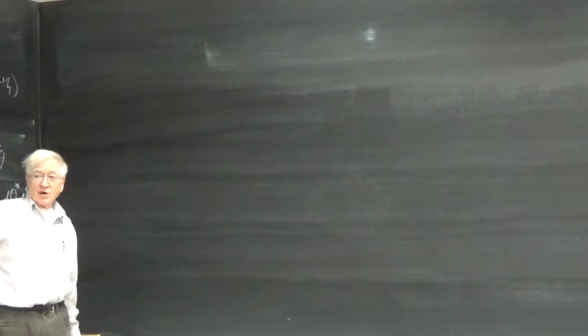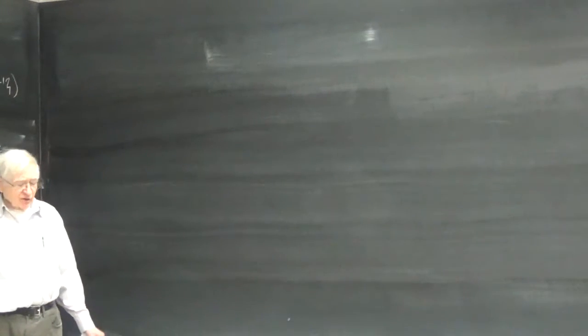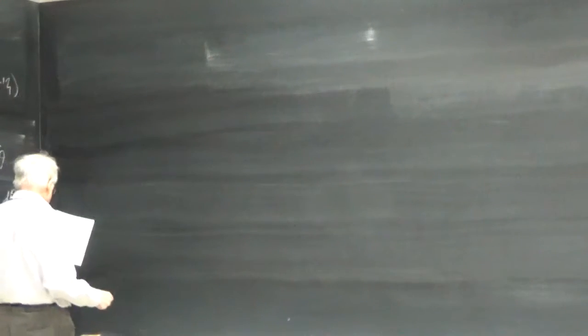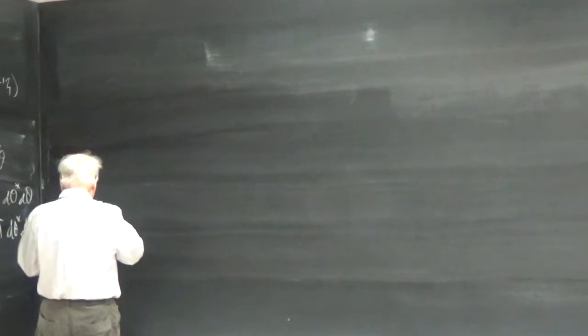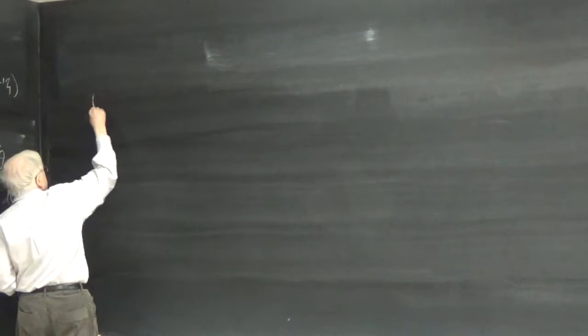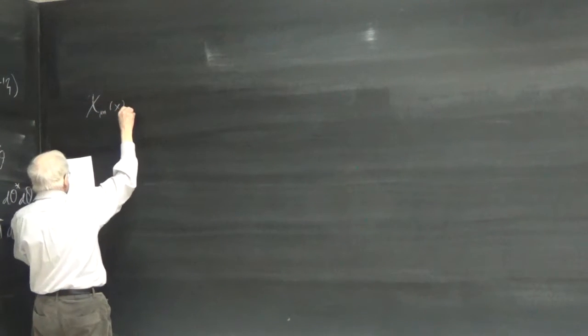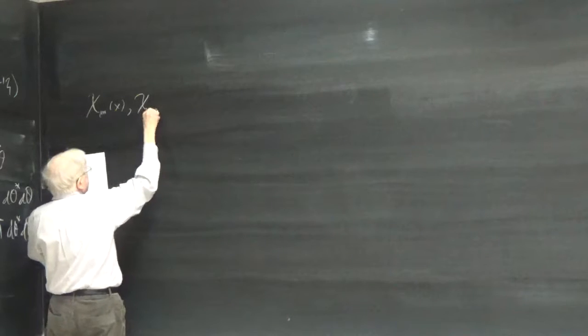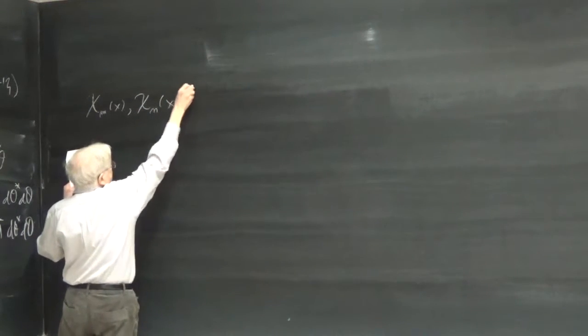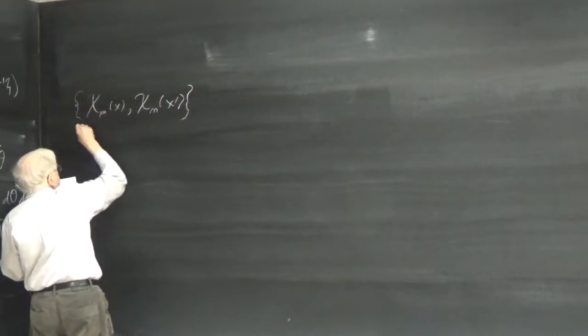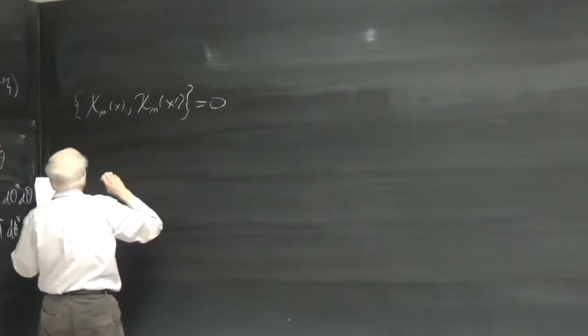Okay, so now I want to go to the continuum case. So we started out with 1 or 2 Grassmann variables, went to n Grassmann variables. Now we're going to go to infinitely many Grassmann variables. And so we're going to have a Grassmann field, chi m of x, chi n of x prime, and these anti-commutators are always going to be 0.